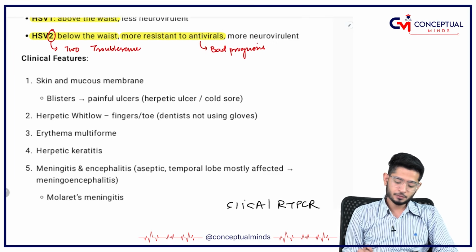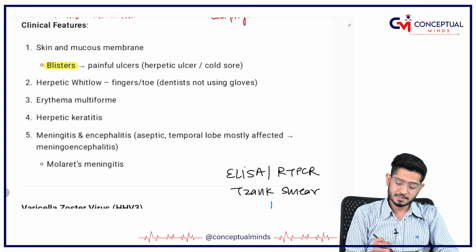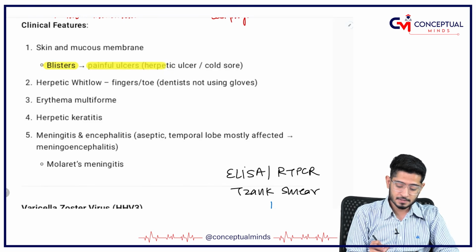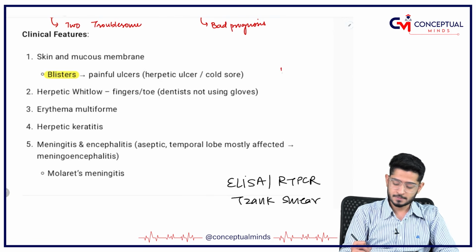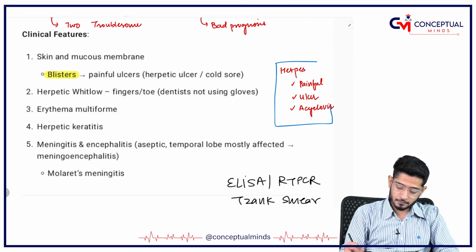The clinical features for both of them are the same. For example, they are responsible for causing blisters. What is a blister? Painful ulcers. I have told you in one video that whenever the word herpes comes, you should know two, or rather three, very important things. One, herpes is always painful. Other, ulcer. Other, acyclovir is the drug of choice. So these three things are applicable for everyone.